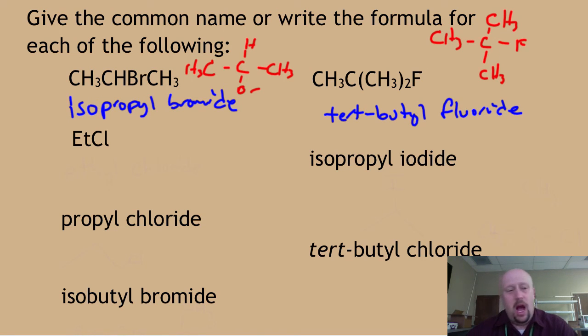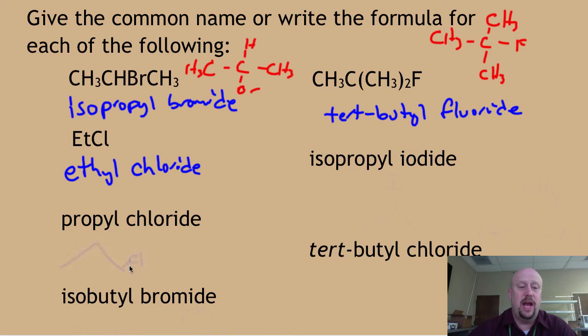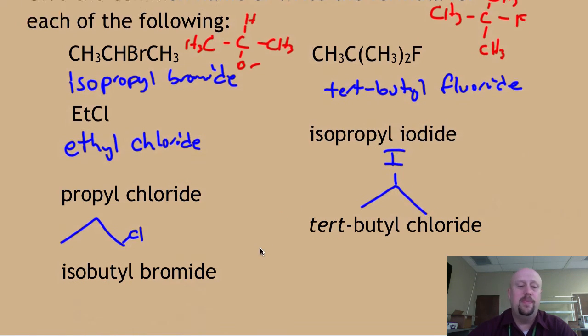Okay. As far as naming the others, Et, remember, is ethyl, and so EtCl is just going to be ethyl chloride. Propyl chloride, if we're going to draw that out, it's 3 carbons, 1, 2, 3, with a chloride hanging off of it. Isopropyl iodide is going to look somewhat the same. It's going to have the same structure, except that the iodine is going to be attached in the middle. That's what makes it isopropyl.